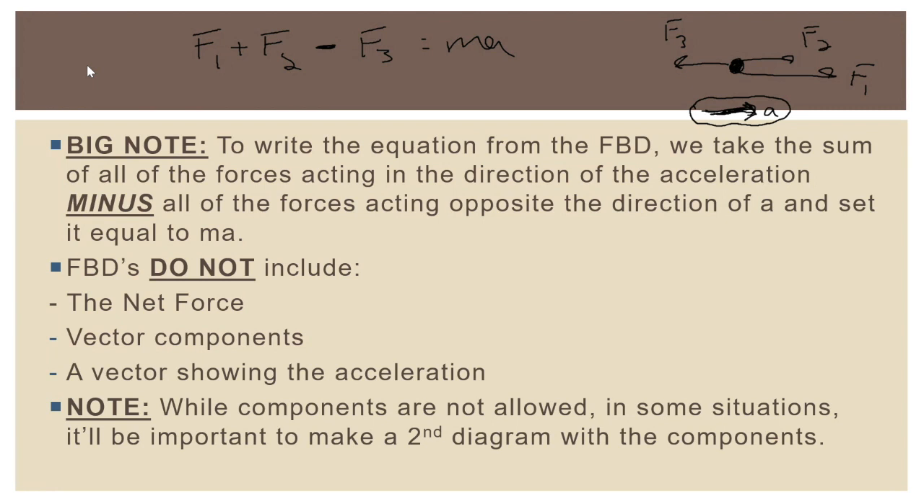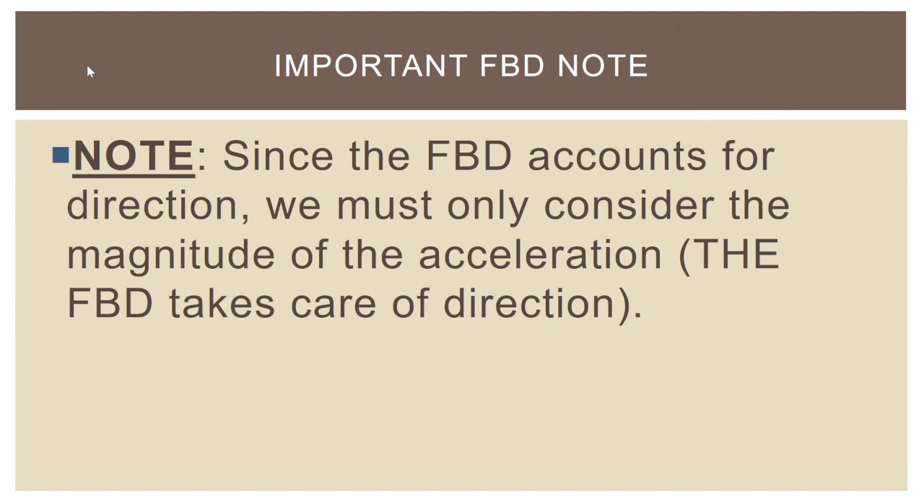Okay, so for the last note, before we move on to an example, and I think this will become apparent when we look at the example, our last note here is, since the free body diagram accounts for the direction, we only have to consider the magnitude of the acceleration. And so the idea here is that the free body diagram itself will take care of the direction, because we are going to include that with an arrow off to the side.